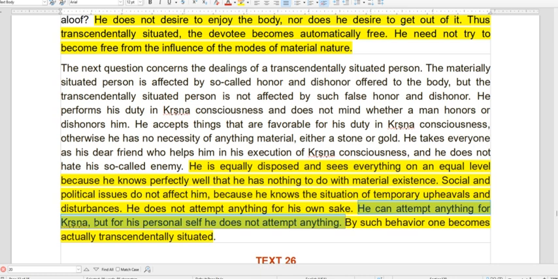Okay, when we attempt for Krishna, it is action, still we are above the three modes. Why? Because we are doing it on behalf of Krishna. Just like a soldier, if he kills on behalf of the government, is he liable for the killing? No, he's not liable, because he did it on the order of the king, the government, which are higher authorities. Similarly, when we do things for Krishna, then also we are transcendentally situated. Interesting, right?